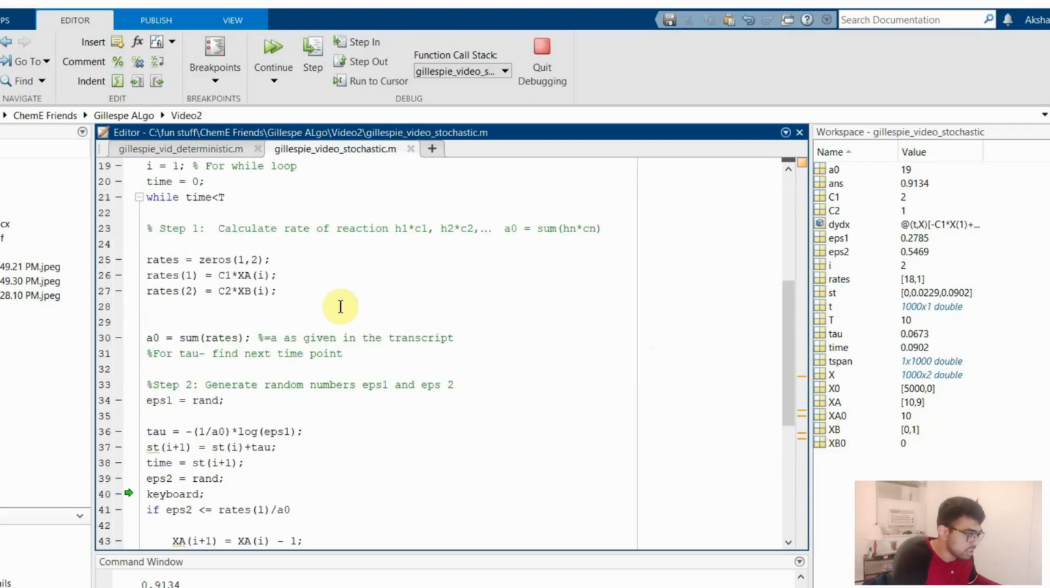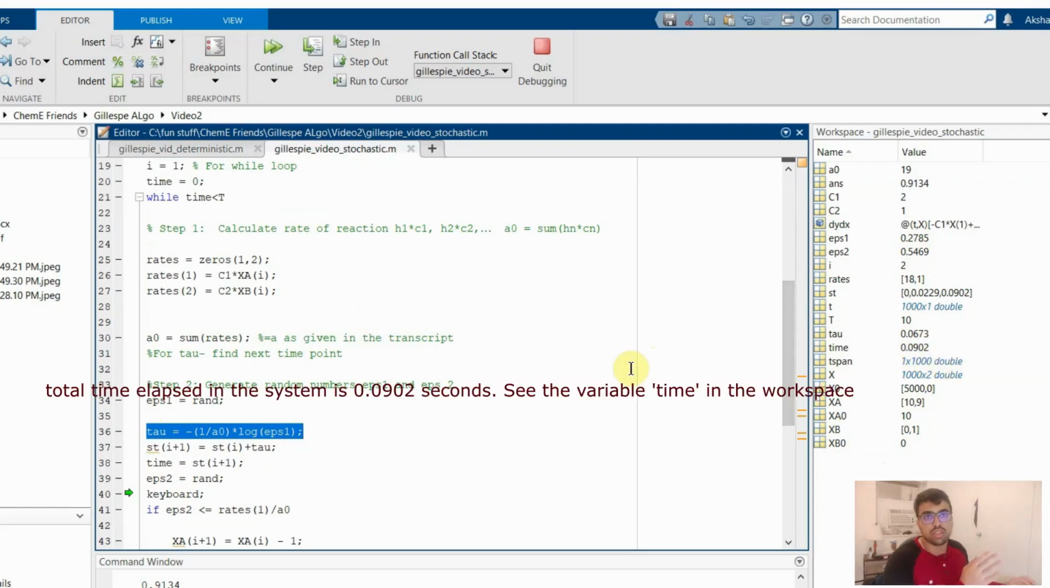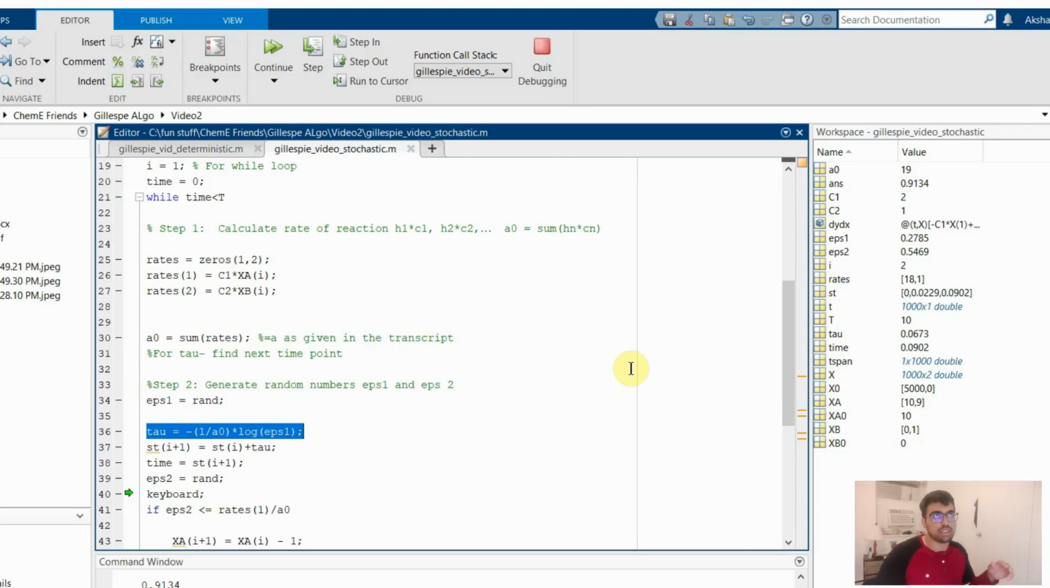All right. So in the second iteration, we can see that epsilon 1 is 0.2785, and using this we can see tau is equal to 0.0673. So in the first reaction we saw from 0 to 0.02 something, no reaction took place, and some reaction took place instantaneously. And in the next time step, we can see tau is equal to 0.0673. So the total time elapsed so far is 0.02 plus 0.0673.